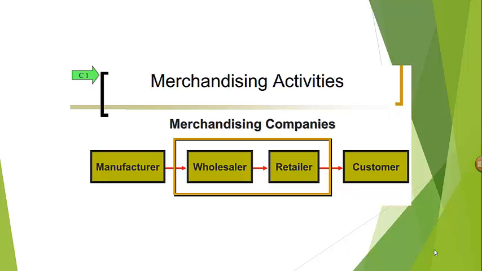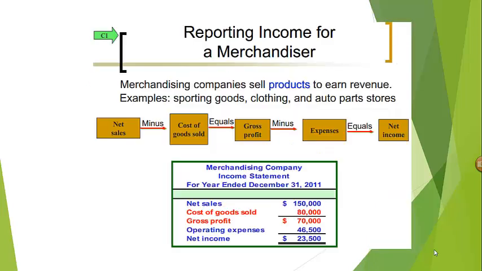So a manufacturer manufactures a product. This product becomes finished goods and inventory, and these are sold to wholesalers, who then resell this to retailers, and then the inventory ultimately is sold to a customer. So again, the unique feature related to merchandising activity is that inventory is a significant function related to the activities as well as the way the financial statements are presented.